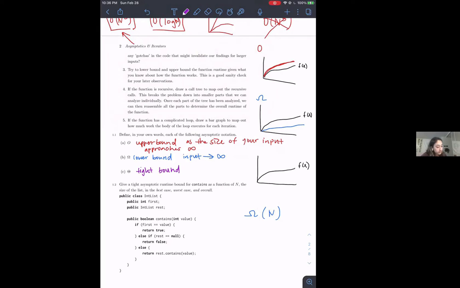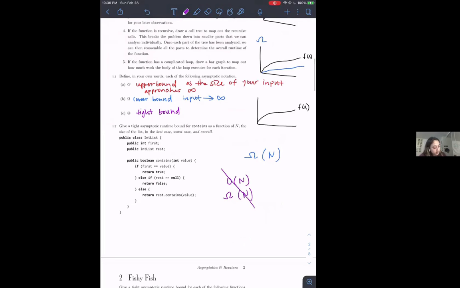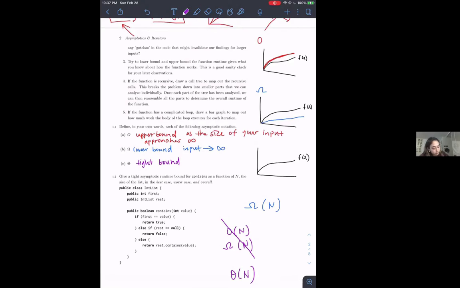So for instance, if the upper bound of your function is big O of n and the lower bound of your function is omega of n, you don't have to write out both of these. You can just say your function is bounded by a theta of n. And so here, what we can see is this red and this blue are going to converge to your theta bound. So you can just say your function is a tight bound of theta as your input approaches infinity. Awesome. So that was 1.1.